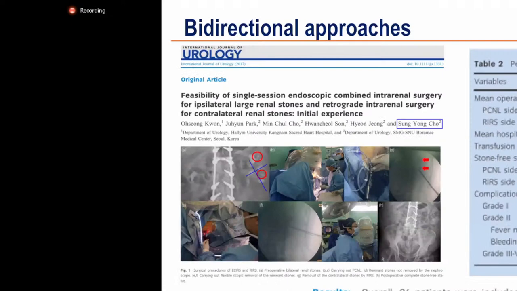First of all, for bilateral cases, there is no controversy, because if the stone size is big in the ipsilateral side and the other stone size is not so big in the contralateral side, the combined approach and simultaneous approach can have some absolute advantage to handle the bilateral renal stones regarding efficacy, safety, and efficiency.